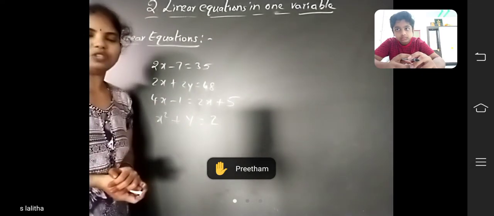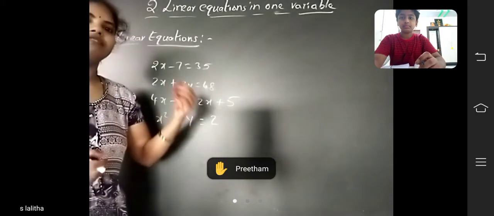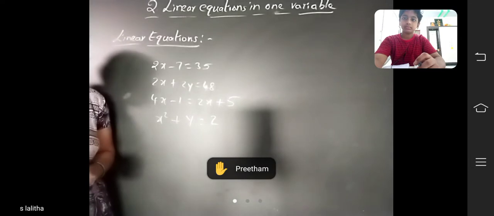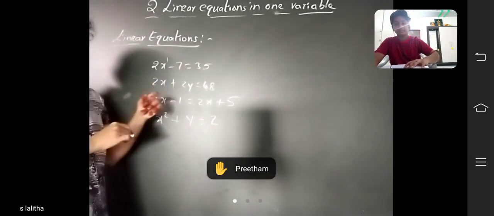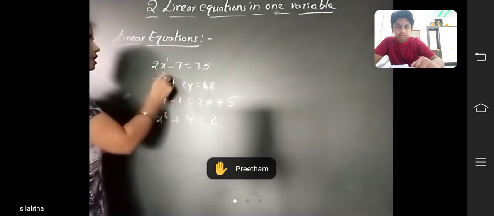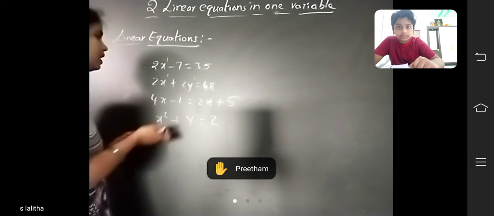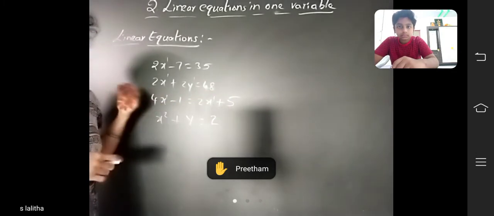Linear equations mean what, children? Equations having power 1, that is, degree 1, are called linear equations. Here what is the degree? Power 1 only, so the degree is 1. See the second one: here the degree is 1, here the degree is 1, so this is a linear equation. Next, here degree 1, here also degree 1, so it is a linear equation.